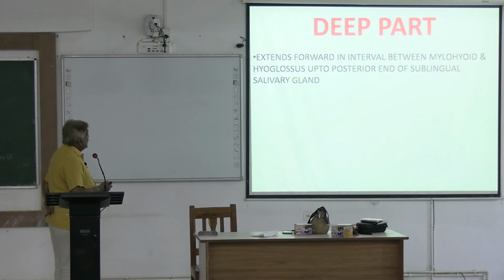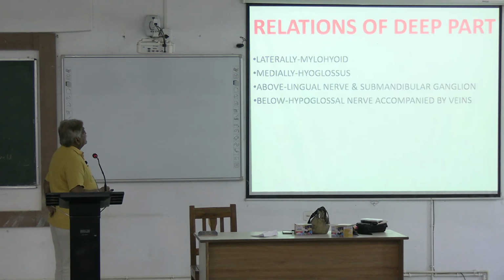The deep part extends forward in the interval between mylohyoid and hyoglossus up to the posterior end of the sublingual salivary gland. Relations of the deep part: laterally mylohyoid, medially hyoglossus, above the lingual nerve and submandibular ganglion, below the hypoglossal nerve accompanied by a vein.